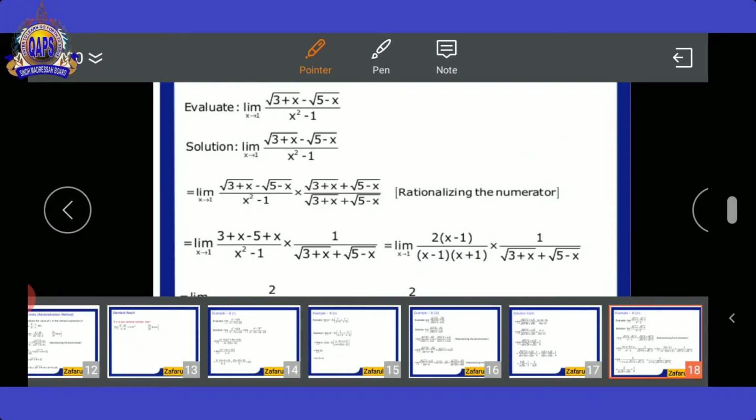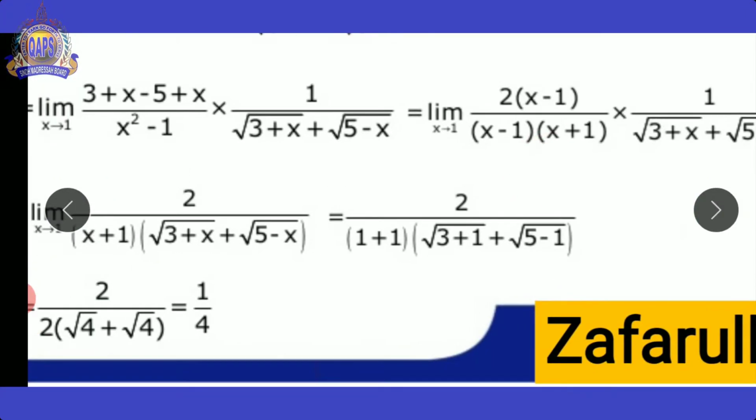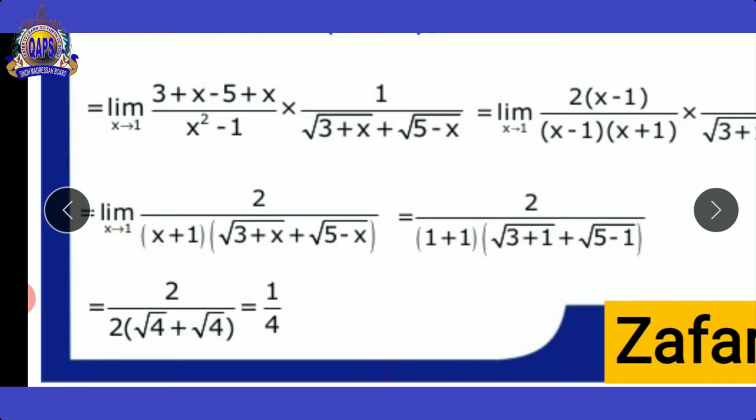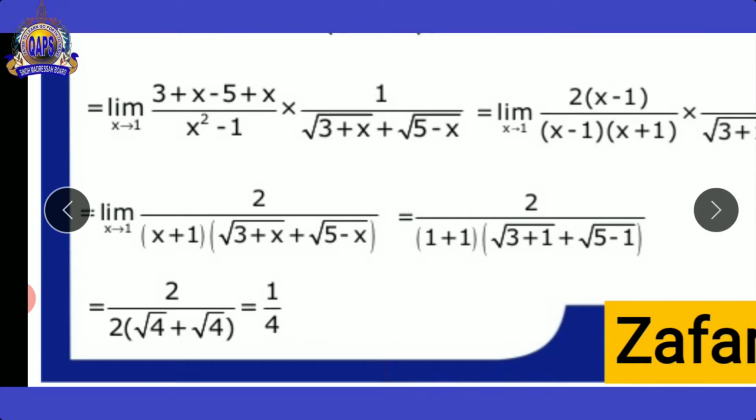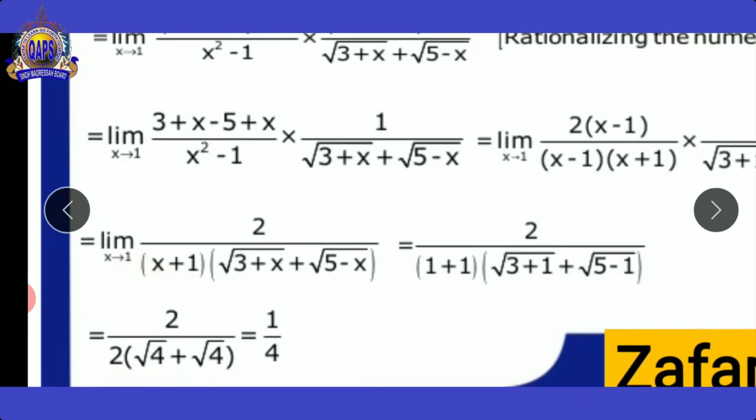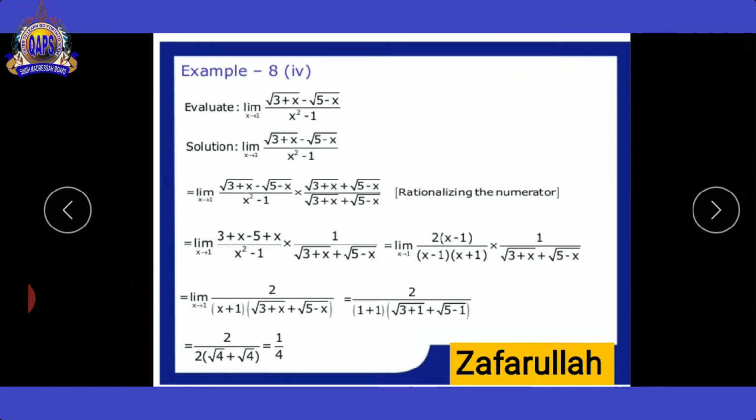Now the question is that here we are applying limit x tends to 1 in the place of this x and this x. Now 1 plus 1 is equal to 2, 3 plus 1 is equal to 4, 5 minus 1 is equal to 4. Then the radical of 2 will be cancelled, giving 1, and radical of 4 is equal to 2, plus 2 is equal to 4. So this question gives the result 1 upon 4.